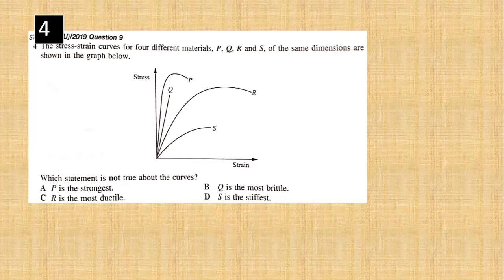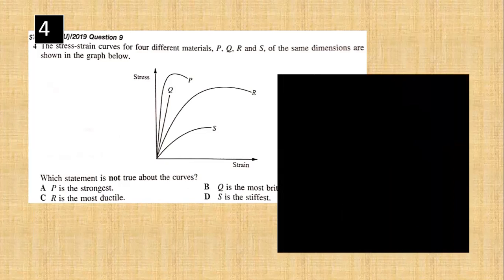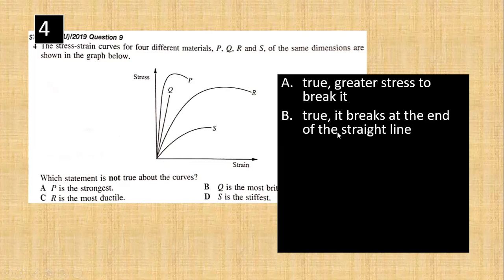All this must be in your head already. P is the strongest. True. Right? Strongest, greater stress here, the largest among all the others. Q is more brittle, right? Q is brittle, correct? Right? Doesn't have the elastic limit. This is a brittle material, Q. R is most ductile, yeah. There is the elastic limit somewhere here. It can stretch a long way before it breaks. So true.